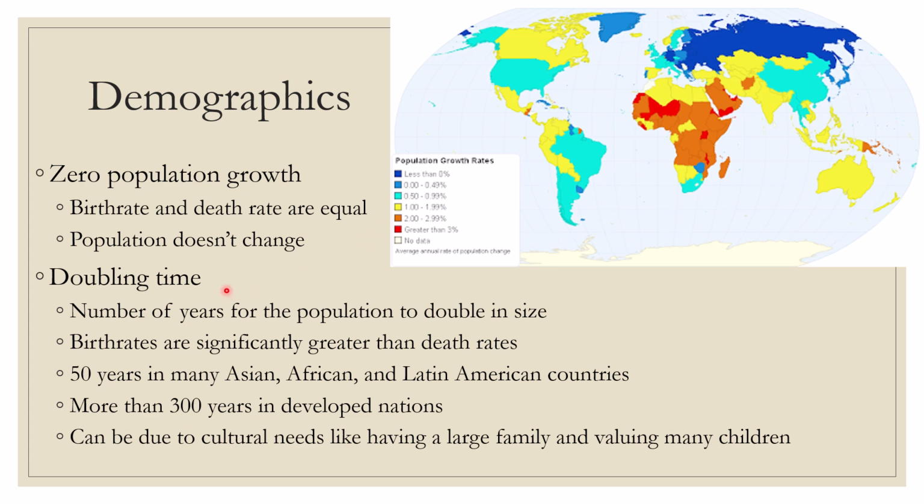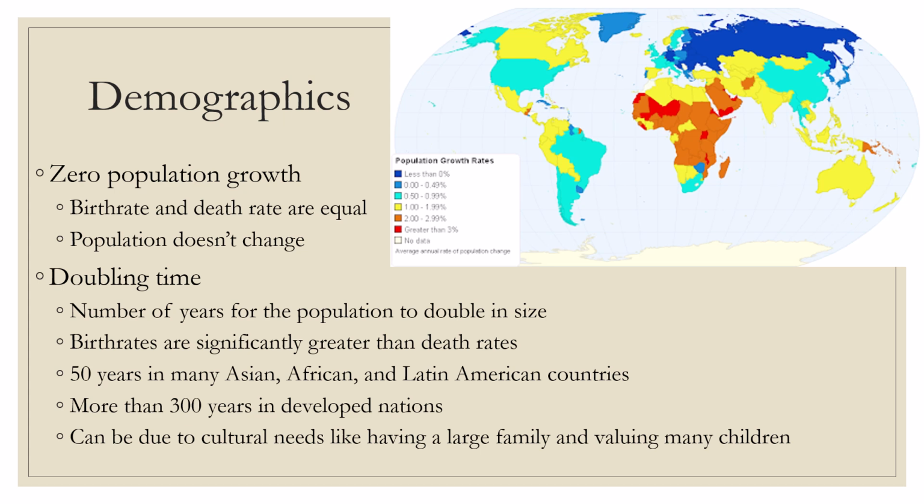And we can also look at something called doubling time, which is the number of years for a population to double in size. So if this happens, your birth rates will be a lot greater than your death rates. For a lot of Asian, African, and Latin American countries, that number is only 50 years. In the previous version of this textbook, that was about 10 years older than this one, that number was actually at 25 years. So it means that within the last 10 years, their population growth and doubling time has slowed down enough that it's only going to double every 50 years rather than 25.